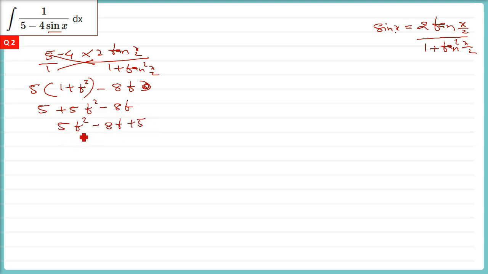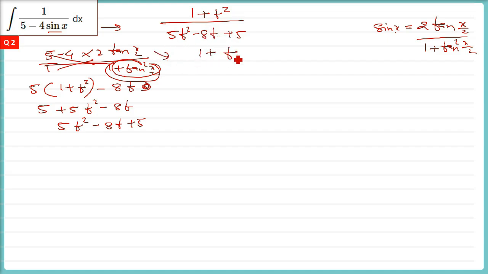So let's make it a perfect square first. Now the denominator will also have, because we have just taken the denominator, 1 plus tan square x by 2. So let me write it here: 5t square minus 8t, please remember t is tan x by 2 here. And this 1 plus tan square x by 2 will go up in the numerator. So 1 plus tan square x by 2 divided by 5 tan square x by 2 minus 8 tan x by 2 plus 5. So now let me just replace t by tan x by 2. So 1 plus tan square x by 2 here divided by 5 tan square x by 2 minus 8 tan x by 2 plus 5.